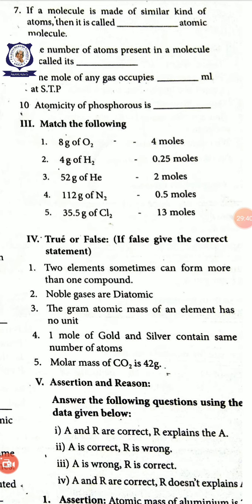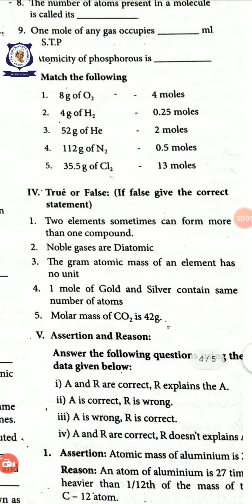It's true. Suppose carbon plus oxygen: one carbon combined with one oxygen. There are two elements, no? They form carbon monoxide. The same carbon combined with two oxygen, same elements, carbon and oxygen, is another compound, so it is true. Noble gases are diatomic? No, noble gases are monoatomic.